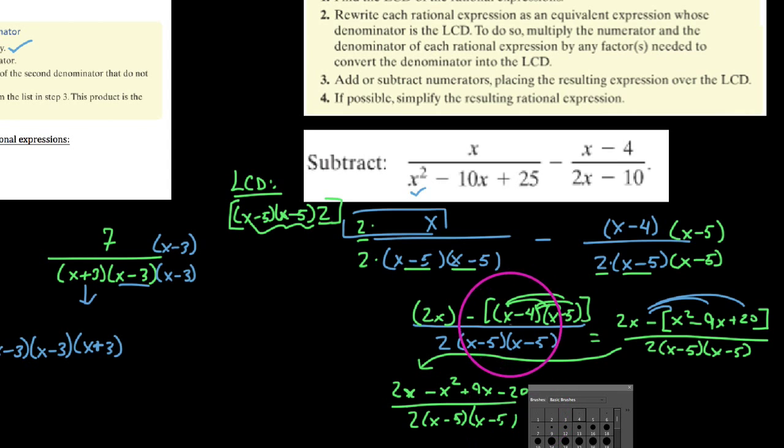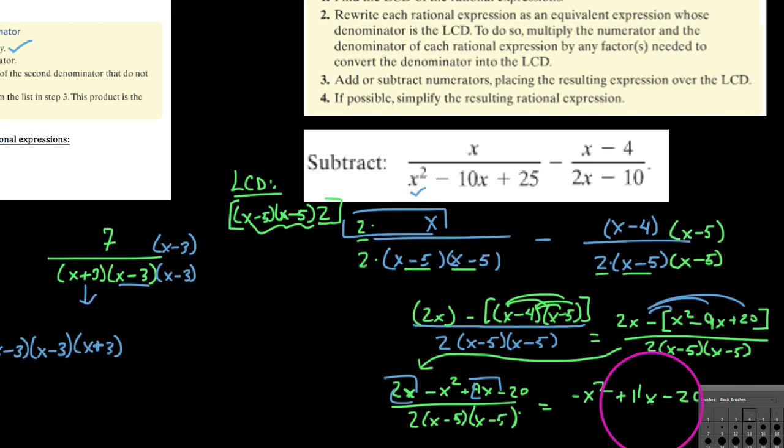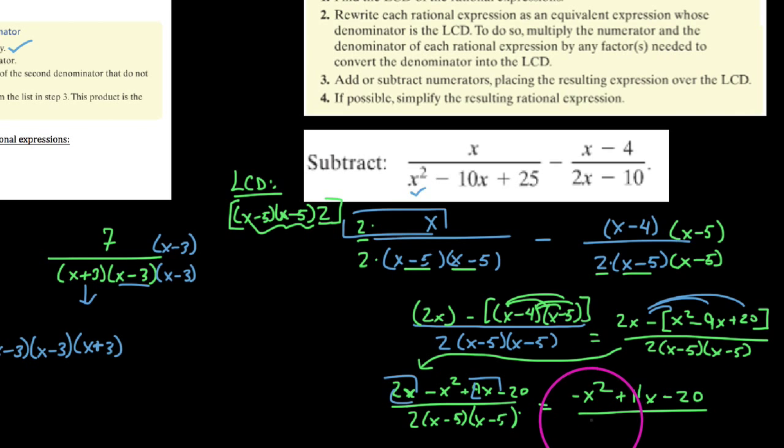So last but not least, we'll go ahead and combine like terms in the numerator here. I notice that our negative x squared should probably be listed first. And we have a 9x and a 2x, which gives us 11x. So we say plus 11x. Then we say minus 20. And this is all over 2 times x minus 5, x minus 5.